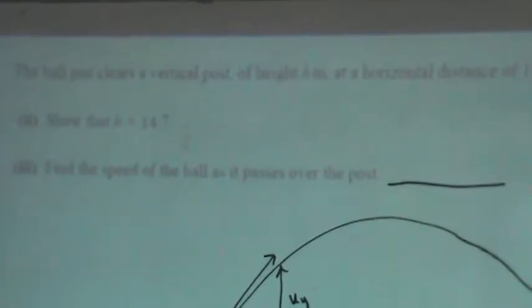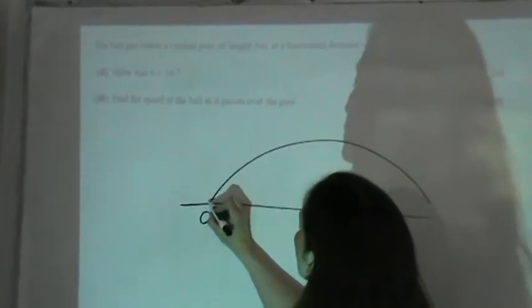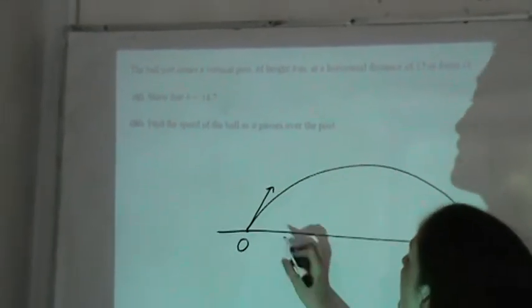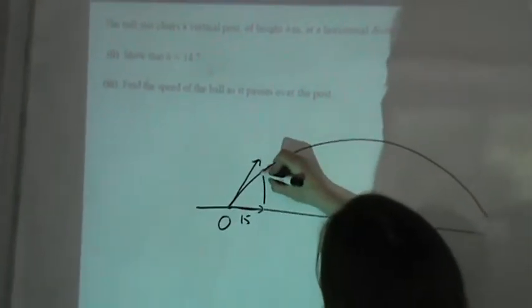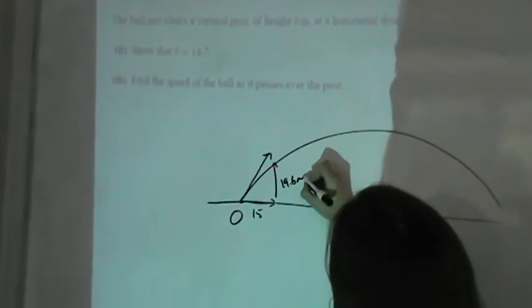Right, so we'll carry on with this question. We're told that the ball clears a vertical post, okay, at a height of h, and that's 15 metres from the origin. So let's have a little picture of that. There's our ground, there's our projectile, here's our origin where we set off. We now know that this velocity here consists of this component, which was 15, and this component, which is 19.6.